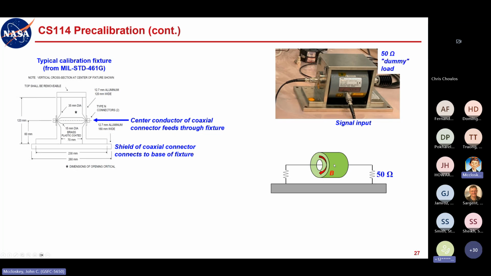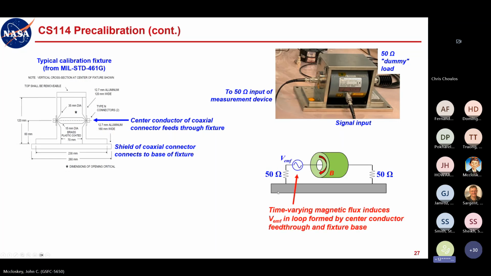Now between the center conductor feed through and the base of the fixture, you have your 50 ohm dummy load on one side, and then the other side goes to the 50 ohm input of your measurement device to provide the other 50 ohm load. And then that time varying magnetic flux induces an EMF in that loop formed by the center conductor feed through and the fixture base. Now, a couple of nuances here.